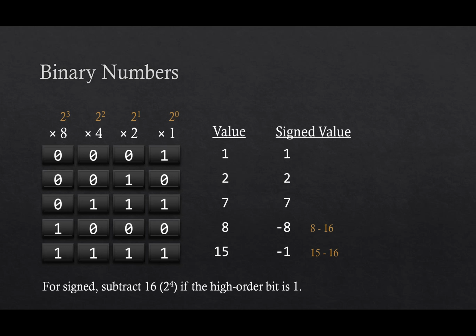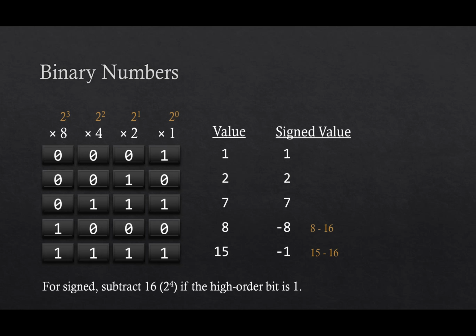So let's take a look at these examples. For the second last example, the unsigned value is 8, because there's a 1 in the bit with place value 8. But because that is the sign bit and the sign bit is set, we then subtract 16 from that, which gives us 8 minus 16, which is negative 8. And in the last example, all 4 bits are 1. So the unsigned value is 15, like we said, but we subtract 16 because the sign bit is set, and that gives us 15 minus 16, which is negative 1.